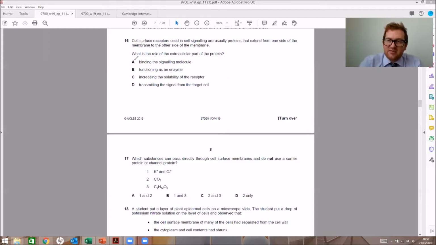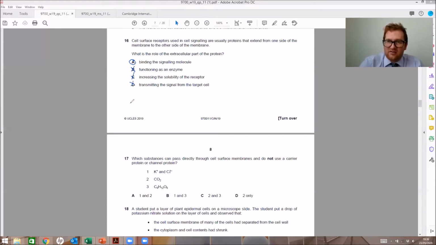Okay, but what happens is it acts as a binding site for a signaling molecule. That signaling molecule could be, let's say, on the cell or a substance, it doesn't matter, but it's to recognize and attach to it. It doesn't function as an enzyme. It does not change the solubility of the substance, and it does not transmit signals from the target cell.